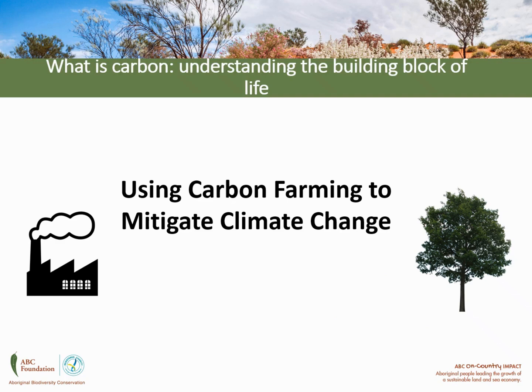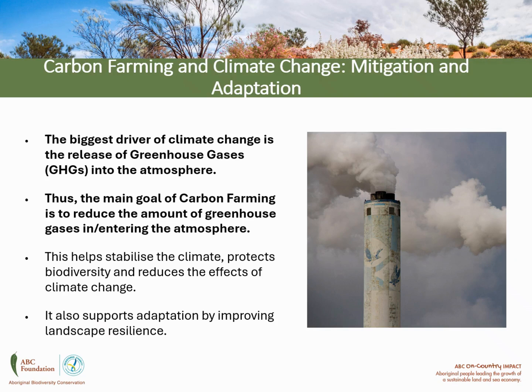How do we use carbon farming as a tool to mitigate climate change? Well, obviously the biggest driver of climate change is the release of greenhouse gases into the atmosphere. And so our main goal of carbon farming is to reduce the amount of those greenhouse gases in or entering the atmosphere. And this helps stabilize the climate, protects biodiversity, and reduces the effects of climate change, and also supports adaptation by improving landscape resilience.